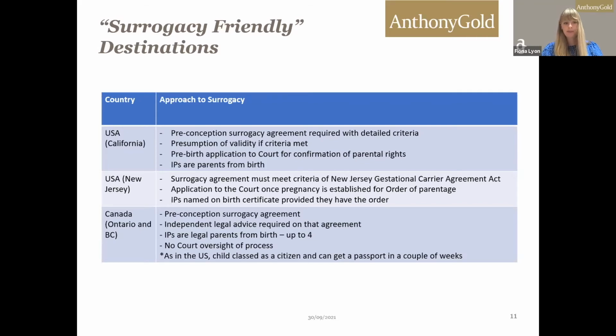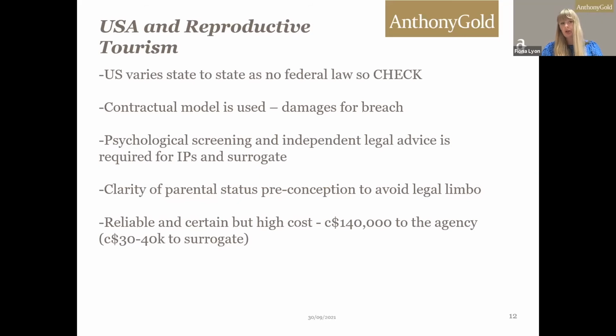Next slide, please. So just to touch on it again, with the US, there is a lot of reproductive tourism there, and they have additional things such as psychological screening, independent legal advice, all these safeguards that mean that the process should run a lot more smoothly. The big disadvantage, I suppose, of doing it in the US, and what stops people going there, is the cost, which often reaches about 140,000 US dollars, with about 30 to 40,000 going to the surrogate. So you can see it's very expensive. Lots of pros and cons to everything that you need to look at when you're looking at your country to go to do your surrogacy arrangement. So next slide, please.